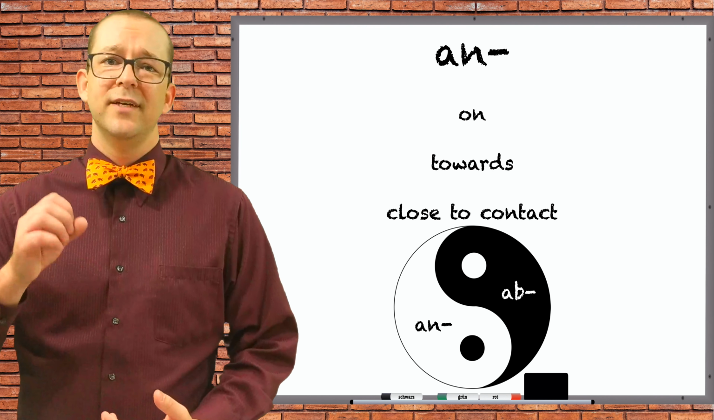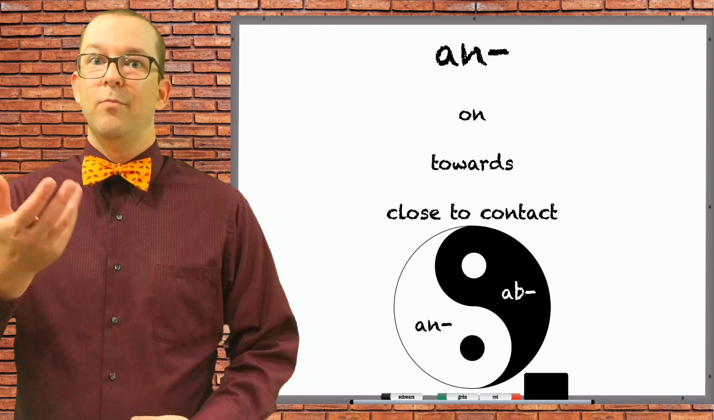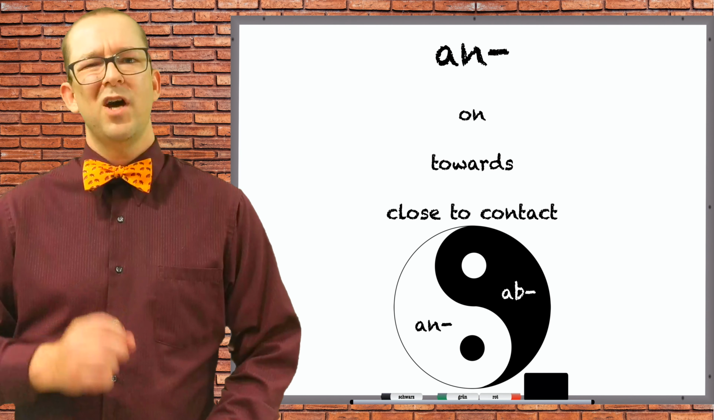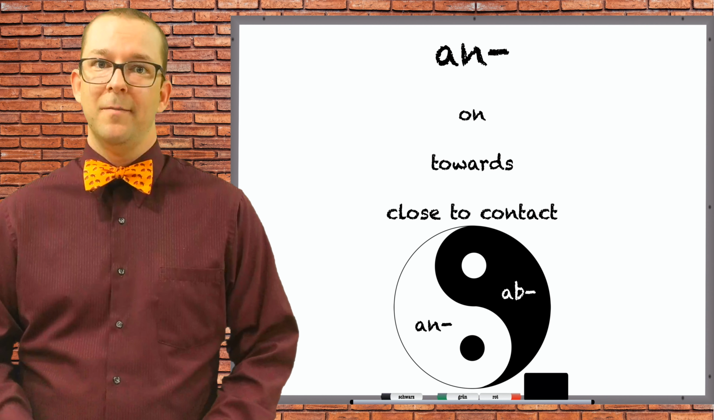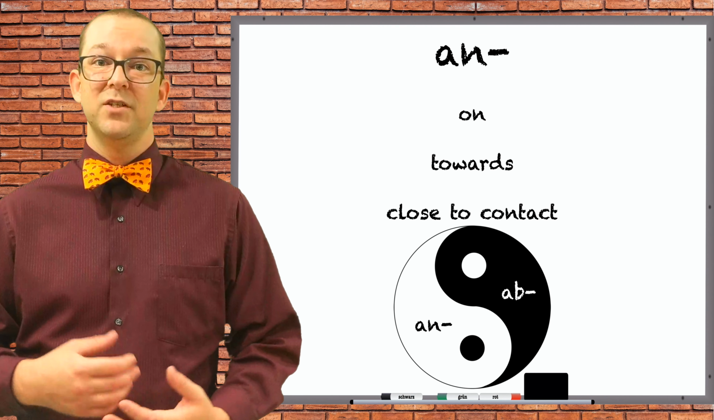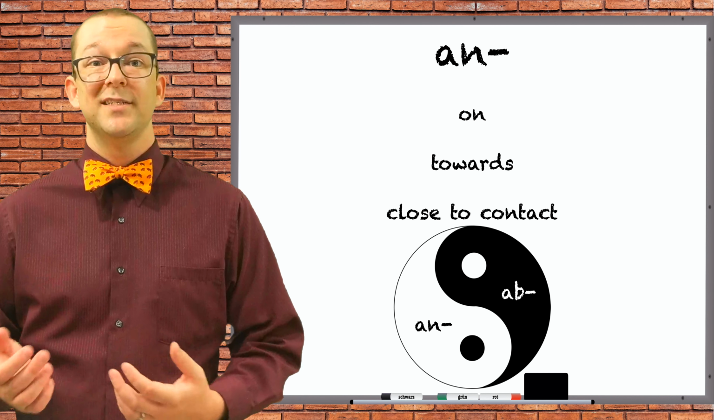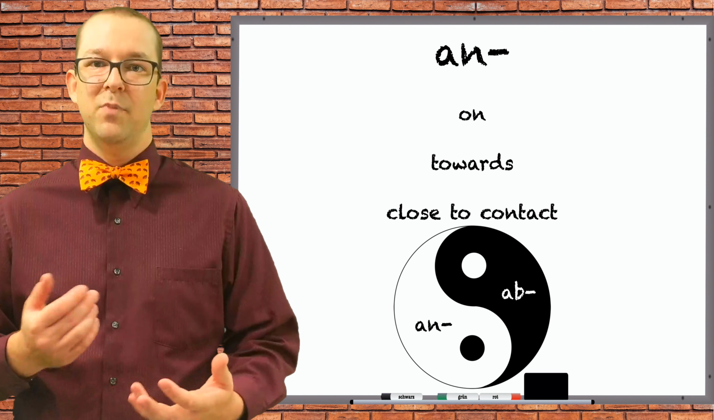Up next is the prefix an. It generally adds up or on to a verb. Most often it's translated with the English word on. This is one of the easiest prefixes to understand for English speakers, as the translation and the use is pretty much the same in both languages.